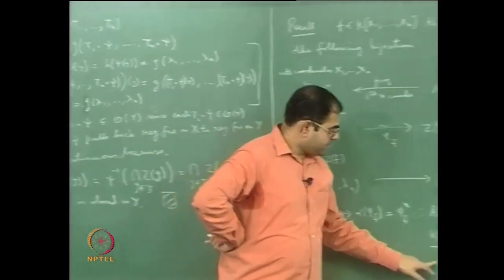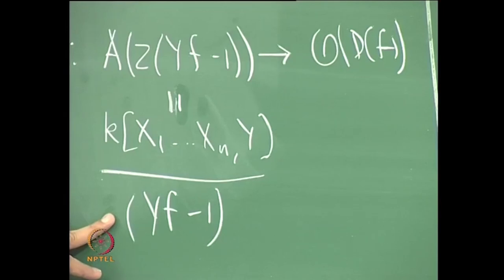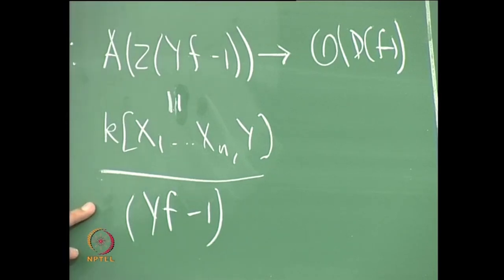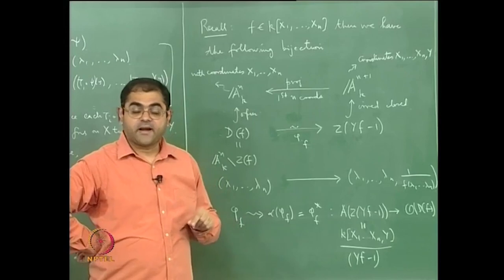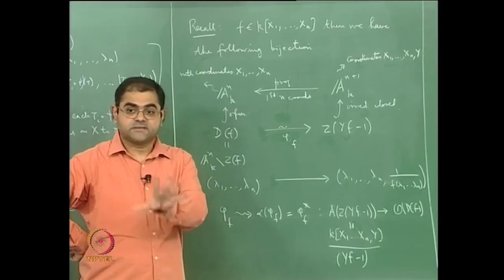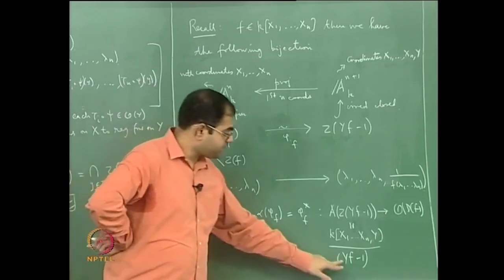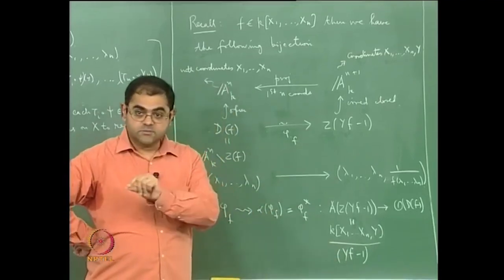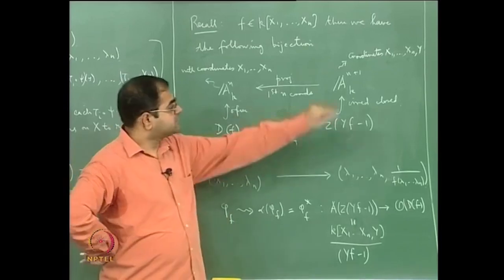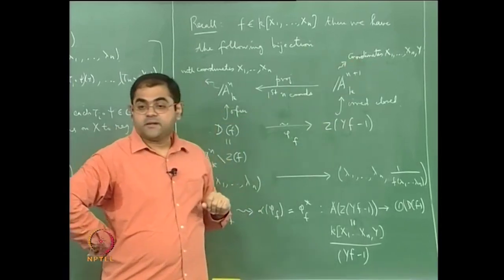So actually I should write here the radical of this ideal, okay, because if I take Z of J, then I will have to put I of Z of J, but I of Z of J is radical of J, so I will have to put the radical of (yf minus 1). But the radical of the ideal generated by yf minus 1 is the ideal generated by yf minus 1, because yf minus 1 is a prime ideal, and that is because yf minus 1 is an irreducible polynomial, okay, and it is sitting inside this polynomial ring which is a UFD.